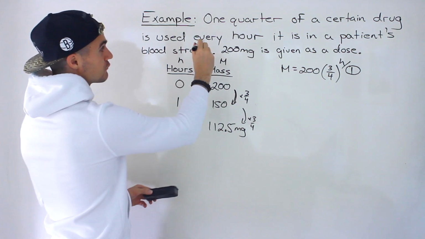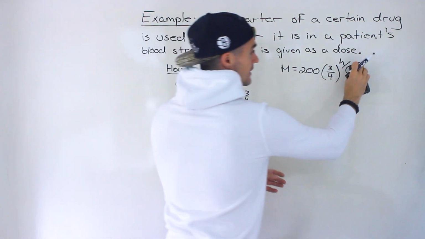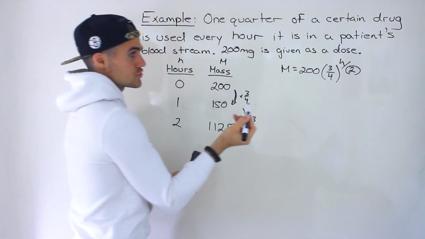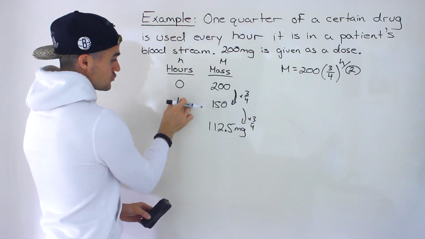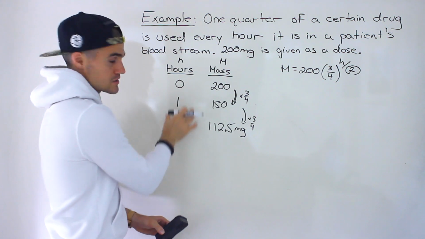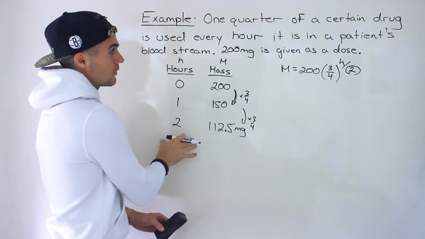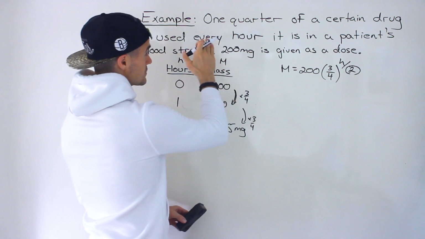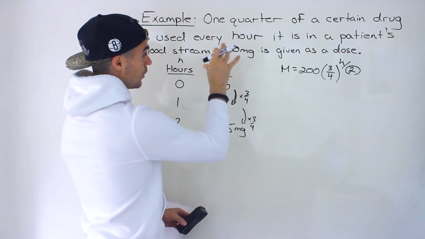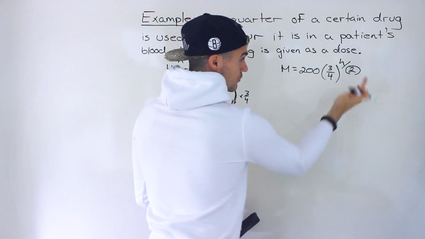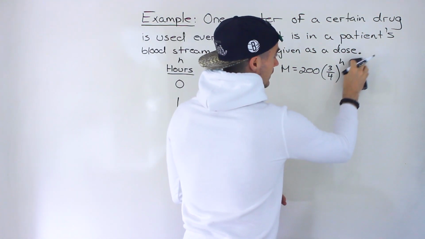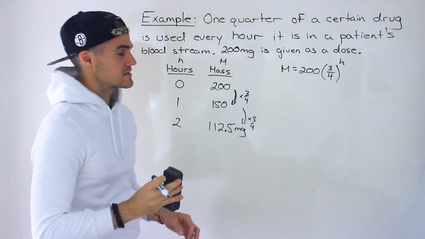But let's say it was every 2 hours. Then this exponent would be h over 2, like that. If this was going up by 2 hours, like 2, 4, 6, right? Or if it was said every 3 hours 1/4 is used, then it'd be h over 3 over here. But because it said it's every hour, it's just h over 1. That's why we have that h by itself.